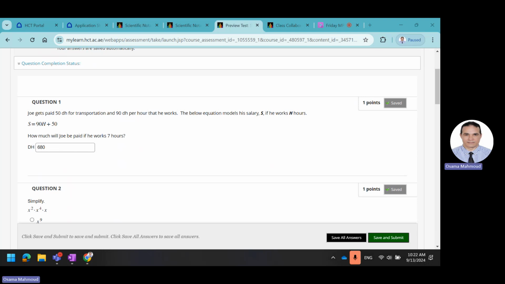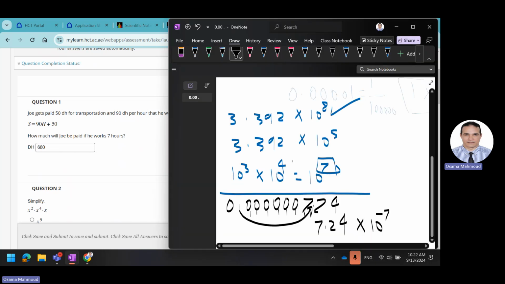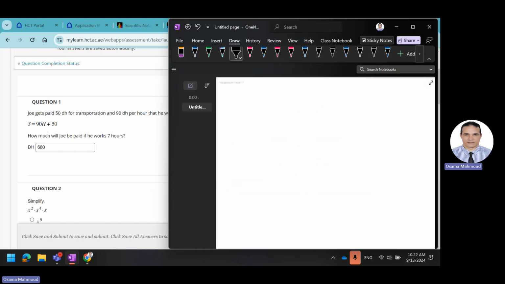So this one, Joe gets paid 50 dirham. You have keywords in this case. Don't go to solve without going through the keywords. What does it mean, keywords? I have, he paid 50 and it means plus, right? Per hour. So plus 90. The word per, it means you multiply each hour by 90. So this is the algebraic expression, right?